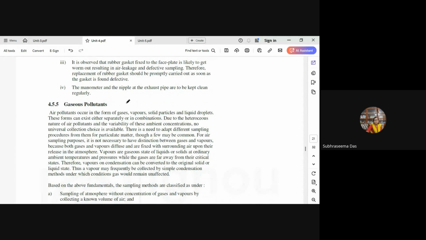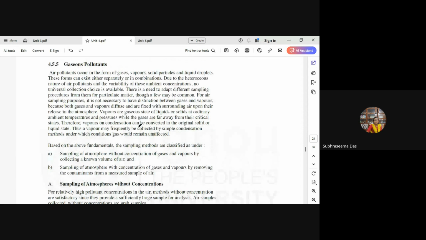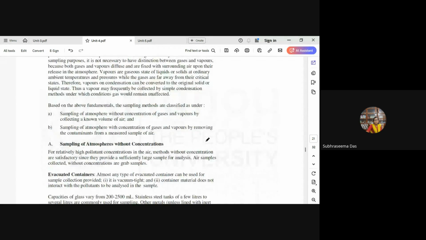The air pollutants, mostly in the form of gases or vapors or particulate matter, can exist in various forms. Based on this, the sampling methods have been classified in two ways: sampling of atmosphere without concentration of gases and vapors by collecting a known volume of air, and sampling of atmosphere with concentration of gases and vapors by removing the contaminants from a measured volume of air.